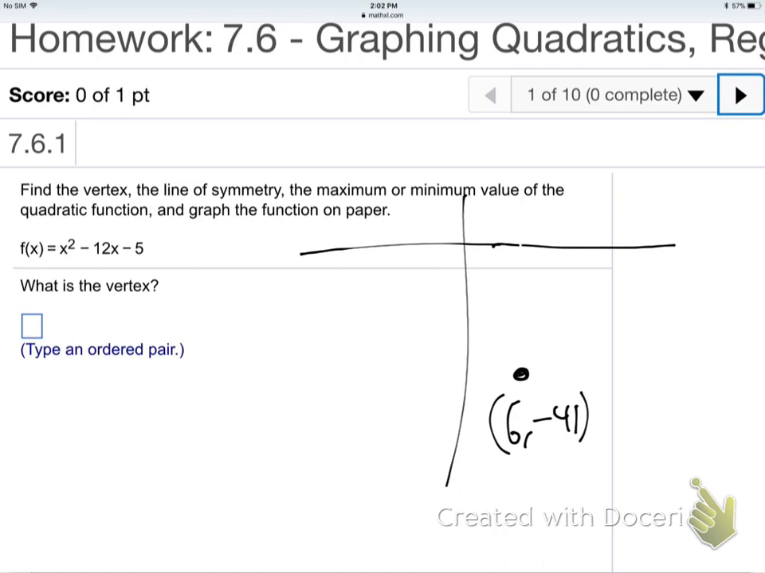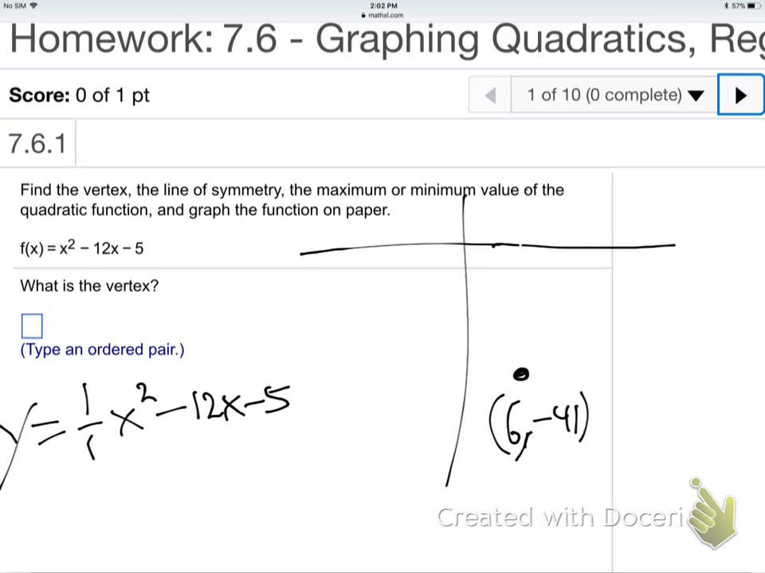Over 6, down 41. So it's right there. Now, does this U shape go up or down? How do we know? Let me write the equation right here again for us. Yeah, you can still use my slope trick. That part will still work, and we avoid a lot of hard work by that.